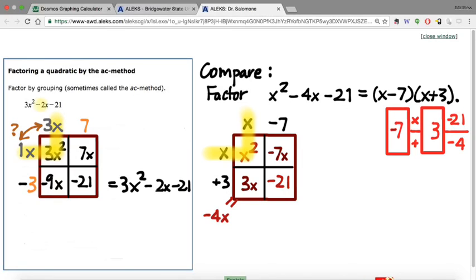So guessing and checking can get me there, right? It shows me that 3x plus 7 times x minus 3 is my factorization. But we had to do some hunting around and some lucky guesses along the way. So what I want to do next is look at a way to do this that doesn't rely upon us taking lucky guesses and taking the time to check them.